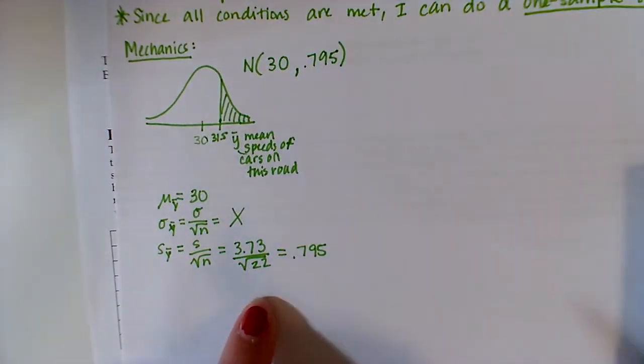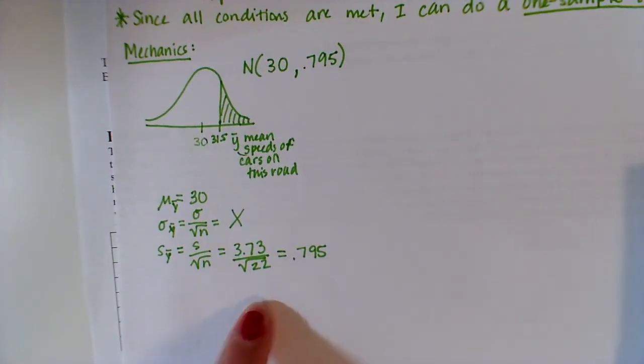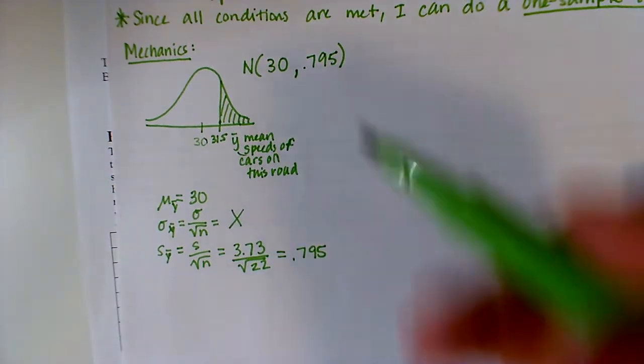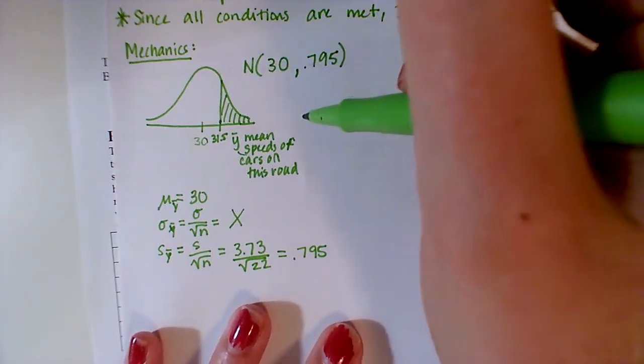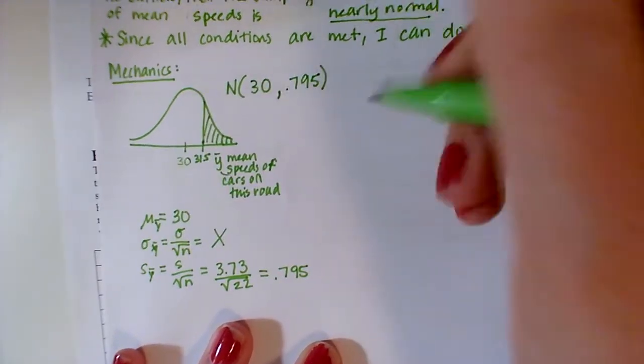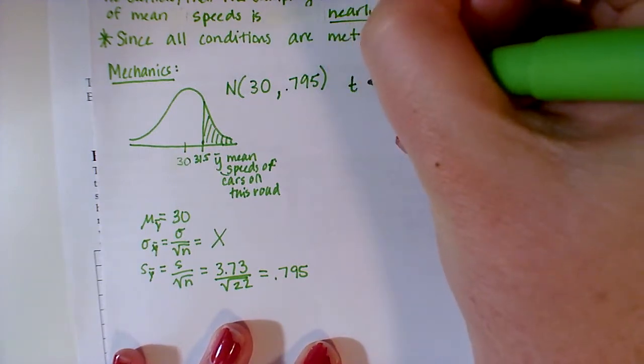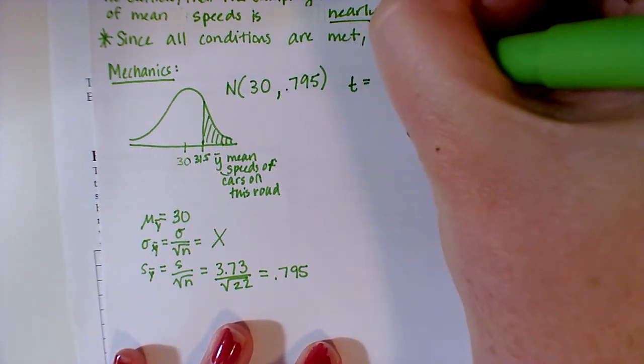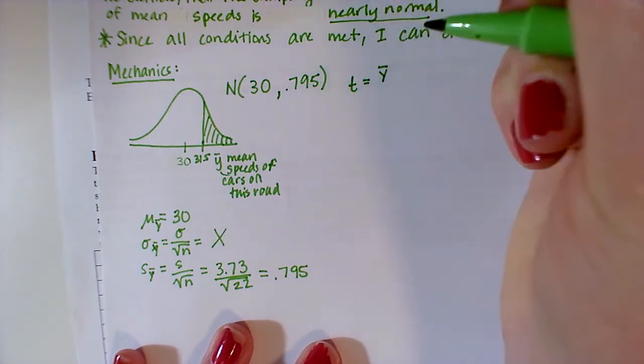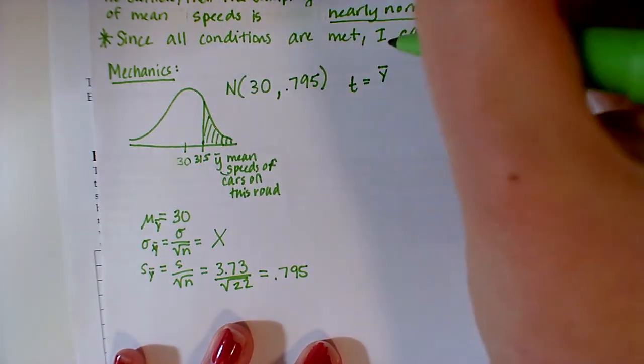Cool. Okay, so that's just the model part of it, and now we can actually get started on finding the t-score. Now to do a t-score instead of a z-score, you're going to use y bar or x bar. I'm using y here. You can use x.